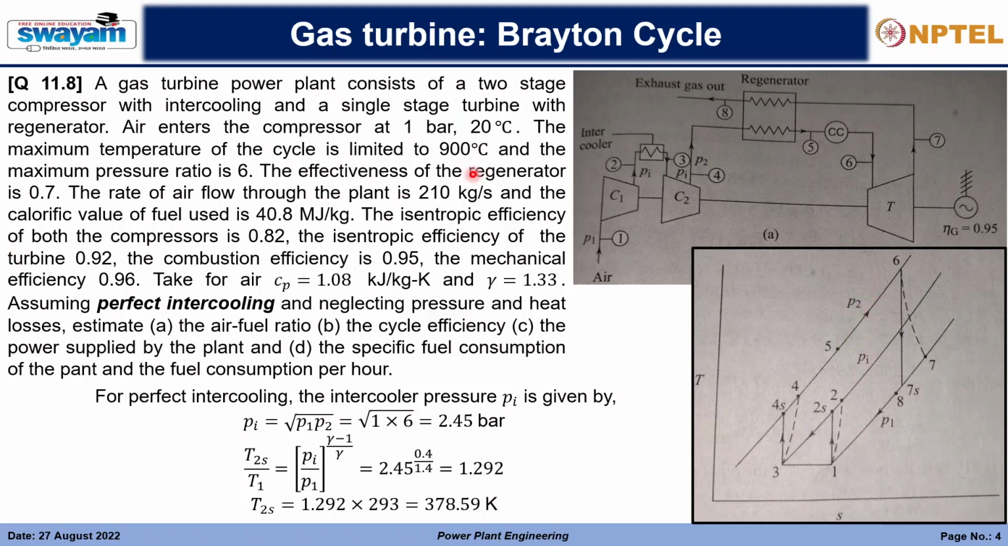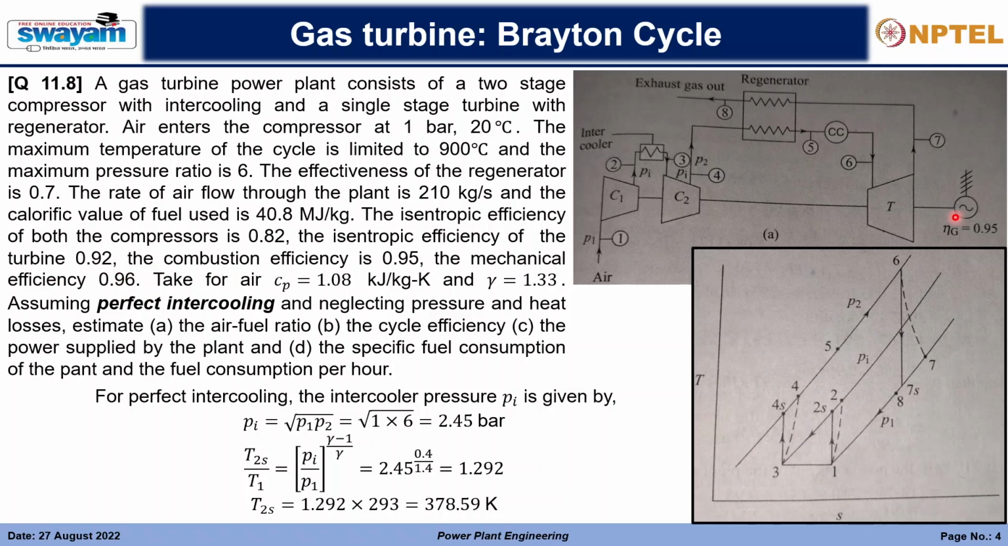Then the effectiveness of the regenerator is 0.7, which I will explain later. The rate of airflow through the plant is 210 kg per second. The calorific value of the fuel is given as 40.8 megajoule per kg. Isentropic efficiency of both compressors is 0.82. Since the efficiency of the compressors is equal, we'll have T4s and T2s equal, then temperature at 4 and 2 equal. The combustion efficiency is 0.95, that is at the combustion chamber, and the mechanical efficiency is 0.96.